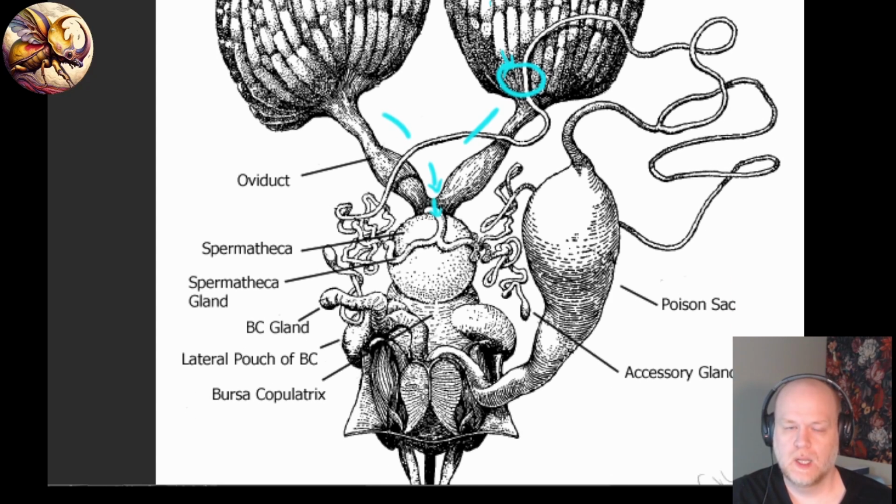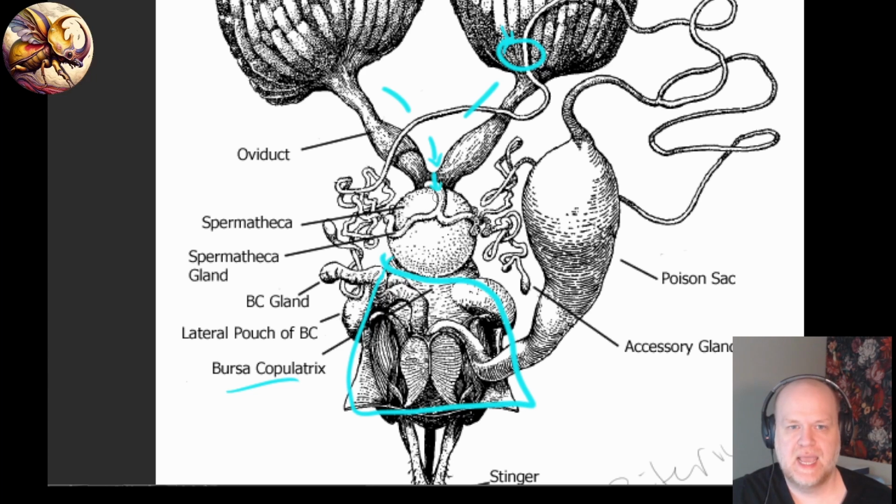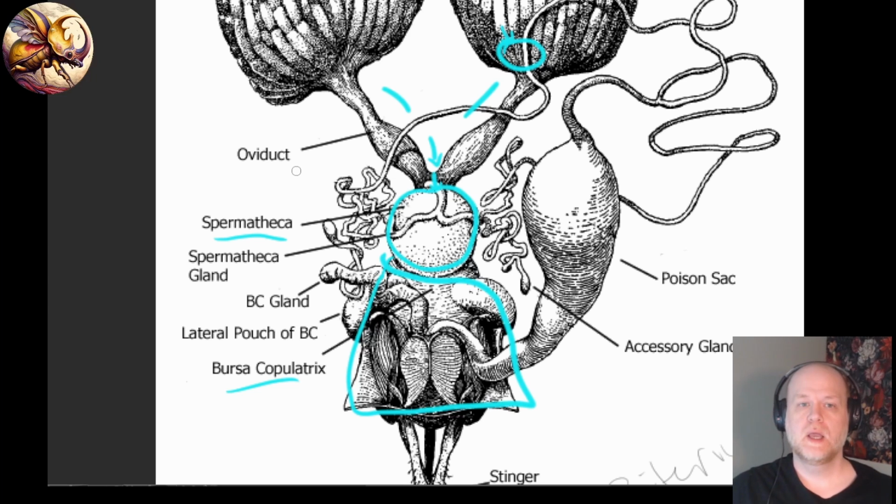Below that, you have what is kind of the mating chamber called the bursa copulatrix, and that is this whole bell-shaped chamber down here. And attached to it is a very large gland called the spermatheca. The spermatheca is where female insects can store the sperm that they receive from the male when they mate. And particularly with the queen bee, she will only mate for one interval in her whole life.